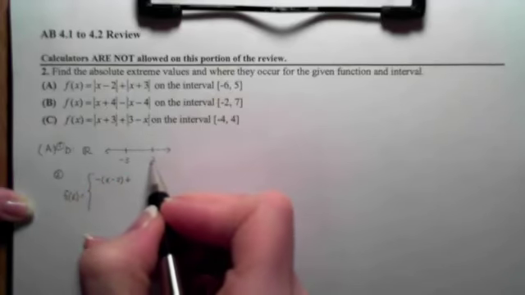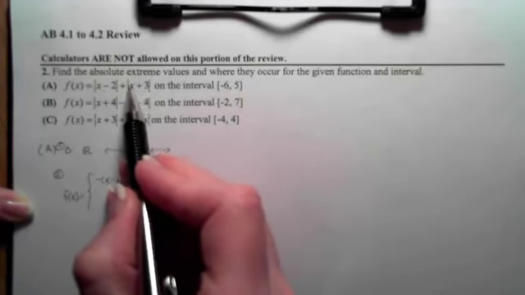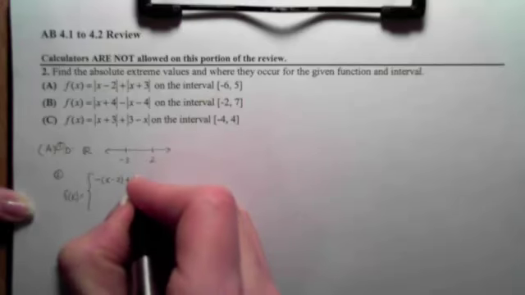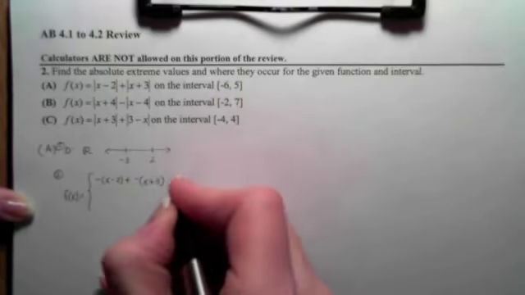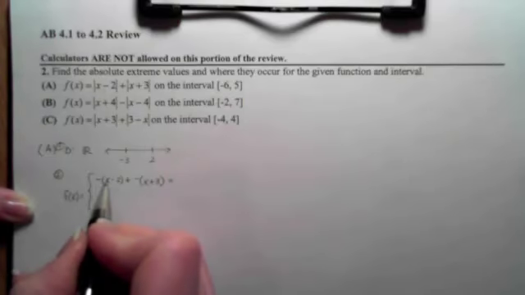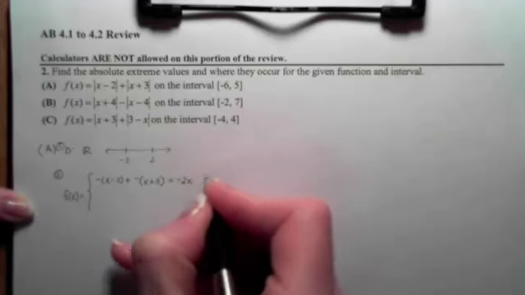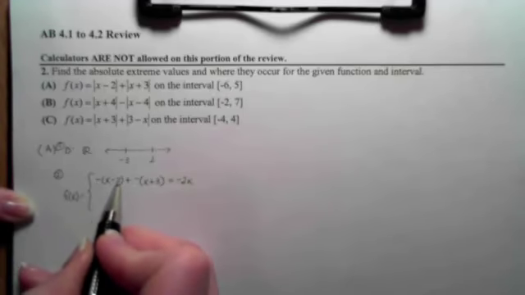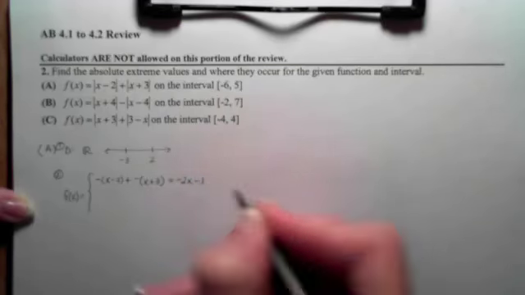If I am still smaller than -3 and I plug into here, that too will be a negative number, so the absolute value will change its sign. If I simplify that, I have a -x plus a -x gives me a -2x, and then I have a +2 minus a 3 gives me a -1.